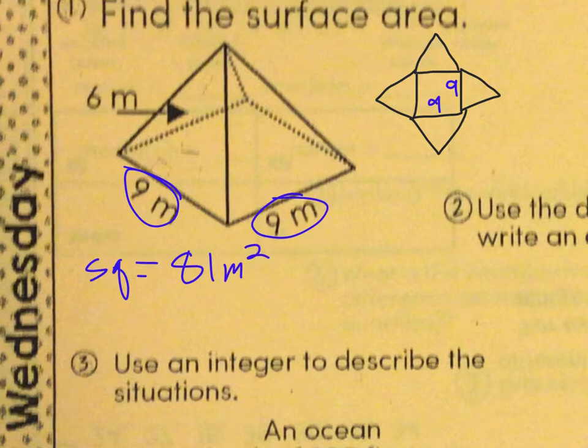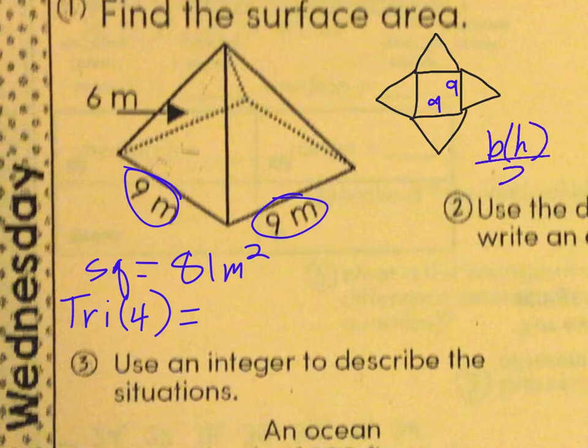Now let's talk about the triangles for a minute. We know that all the triangles are the same. So I'm just going to take a little bit of a shortcut. I'm going to go triangle times 4. So to find the area of this triangle, well, we need the base and the height. So we have base times height divided by 2. Our base is 9. Our height is 6, and we're going to divide that by 2.